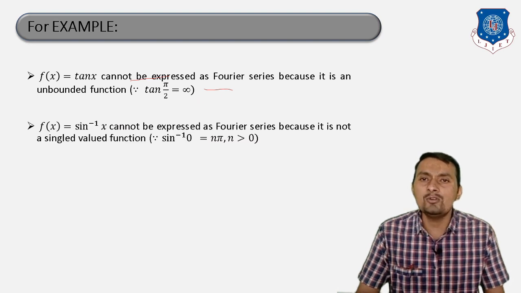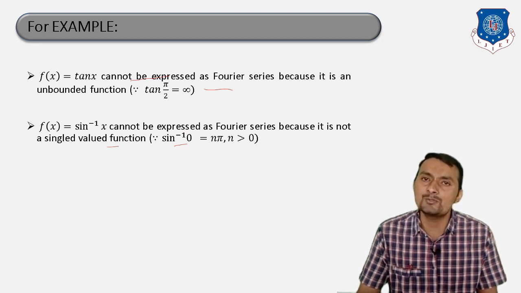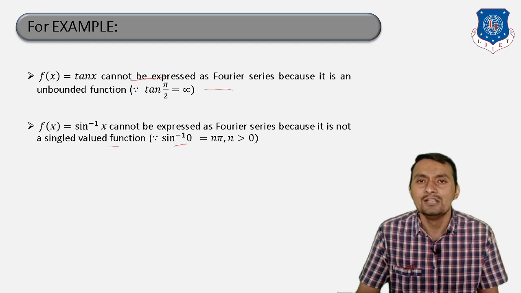And if I talk about f of x is equal to sin inverse x, we also cannot express such a Fourier series, because it is not a single valued function. In that case it takes different values like pi, 2 pi, 3 pi, 4 pi, 5 pi and so on. So we get different values, and hence we cannot find its Fourier series.